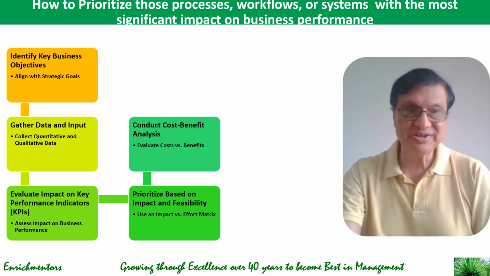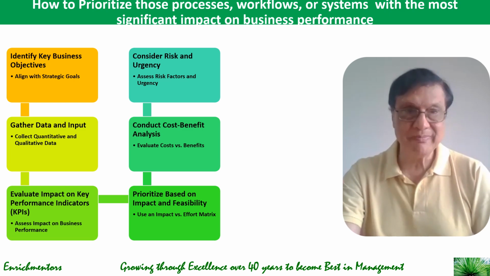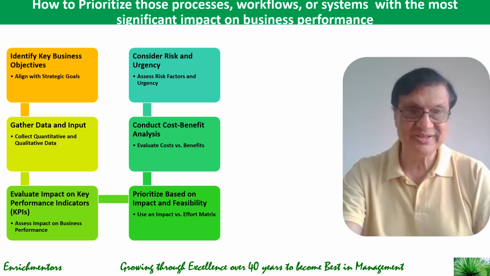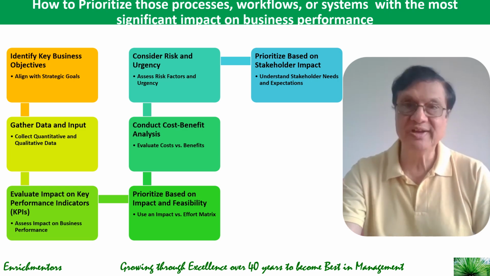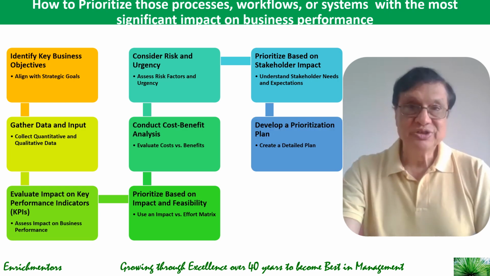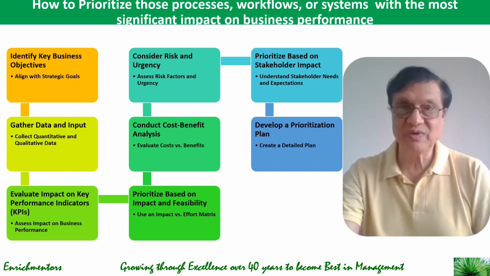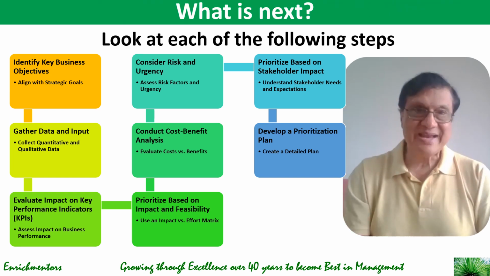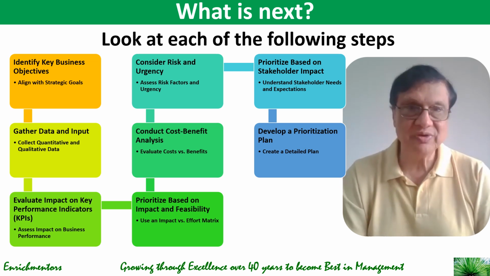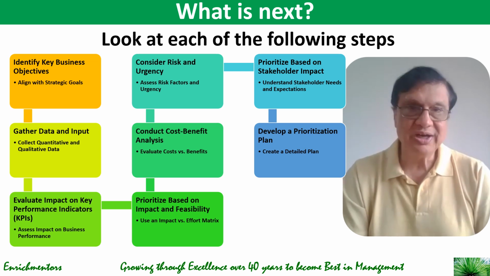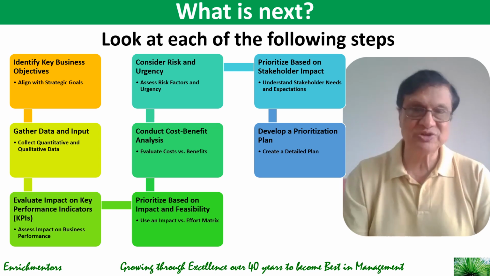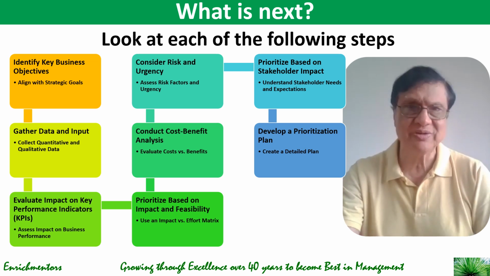Then consider risk and urgency by assessing risk factors and urgency, and prioritize based on stakeholder impact, understand stakeholder needs and expectations, and develop a prioritization plan in which you create a detailed plan. And what that would be, we will take you through as we go forward. So that's what you do to prioritize these processes, workflows, and systems. So what is next? Having looked at the overall steps that you need to do, what we will do now is to take a look at the first step of identifying business objectives in the next lecture, and if time permits, something more.